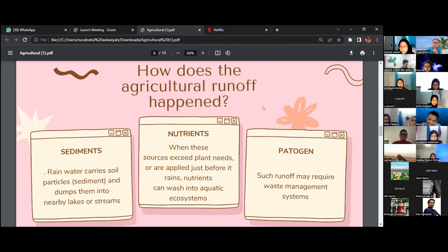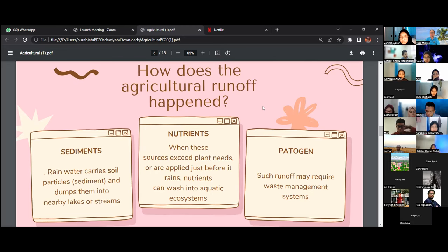The following are contaminants commonly found in agriculture runoff. The first one is sediment, the most prevalent source of agriculture pollution. Rainwater washes off fields, carries soil particles like sediments, and dumps them in the water, reducing the amount of sunlight that reaches the aquatic plants. It can also clog the gills of fish or smother the fish larvae.